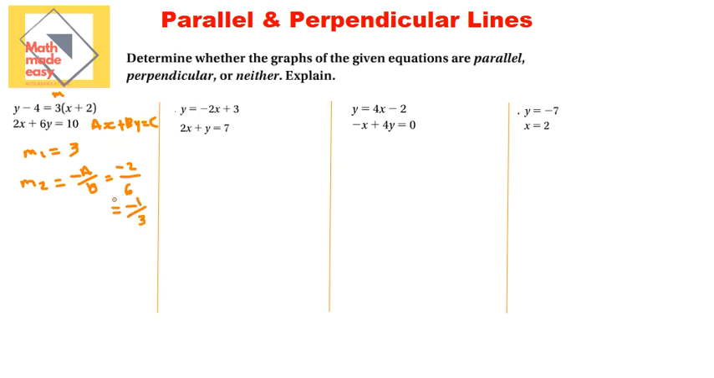Okay, let's say you don't remember the rule that the slope is equal to negative a over b. What do you do? You just change it into slope-intercept form. How? Now you have 2x plus 6y equals 10. Just isolate y. So you're going to have 6y equals negative 2x plus 10 when you subtract 2x from both sides. Then when you divide everything by 6, you will get that y equals negative 1 over 3 x plus 5 over 3. So you know from this that the slope is negative 1 over 3.